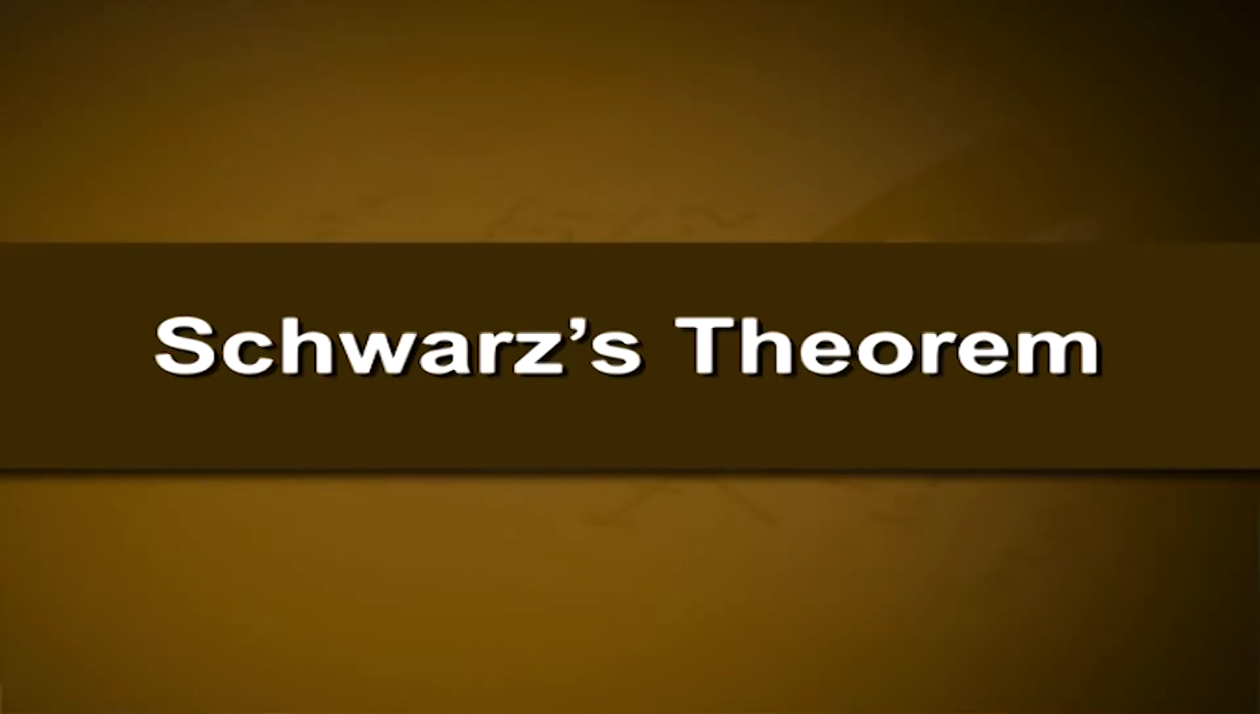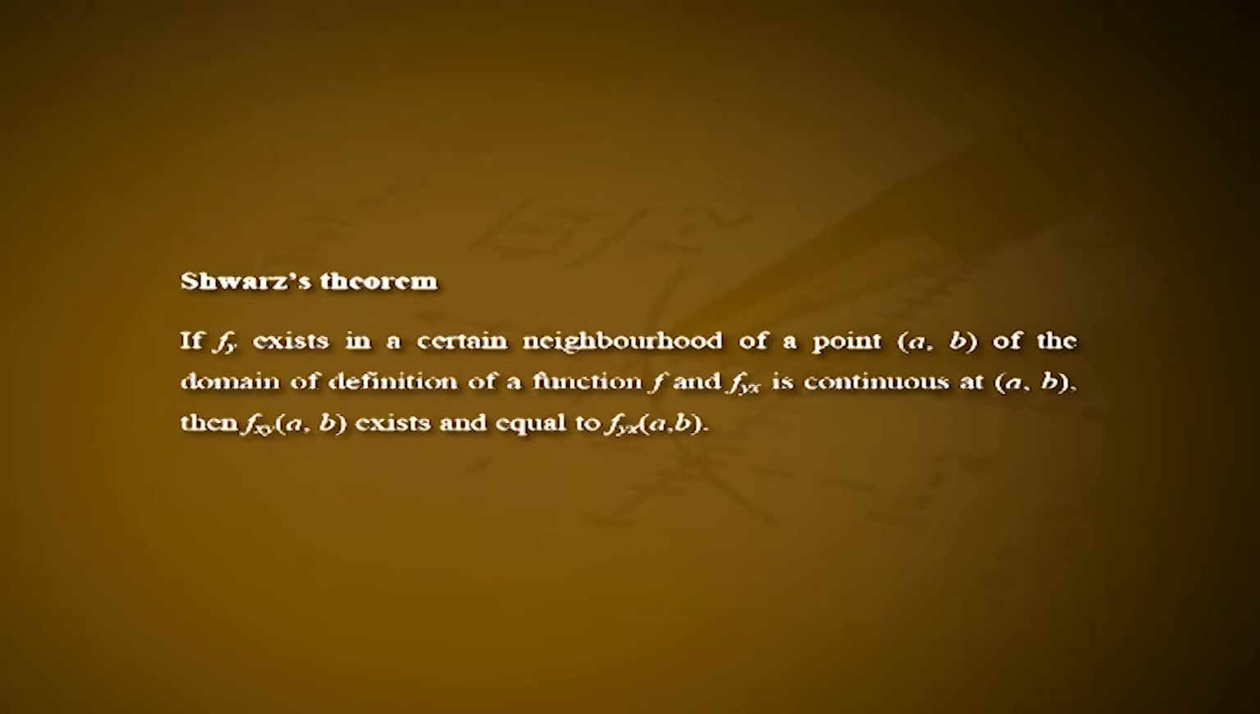An alternative set of conditions, which involves only the existence of one of the second order partial derivatives of f at (a, b), provided we assume also its continuity, is made in the following theorem. Schwarz theorem: If f_y exists in a certain neighborhood of a point (a, b) of the domain of definition of a function f and f_yx is continuous at (a, b), then f_xy at (a, b) exists and is equal to f_yx at (a, b).